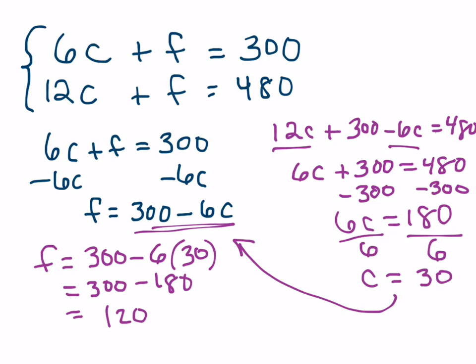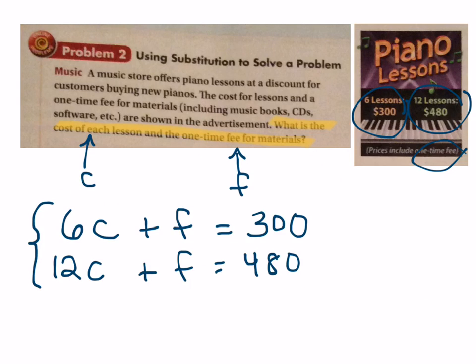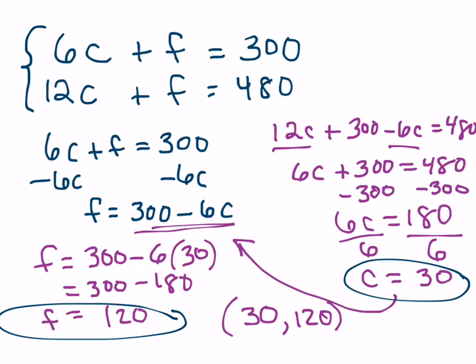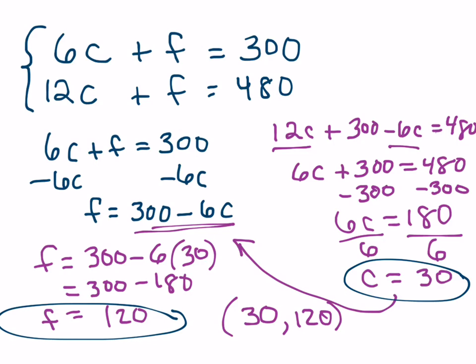All right, now you can kind of choose. For this one, to write an ordered pair, usually we go alphabetical order. So if you write an ordered pair, you'd put C first and then F, right? Or in this case, it may just be easier to box in your answers and leave them as C equals and F equals. All right, so if we wanted to go back and answer the question, what is the cost of each lesson? That's the C, that's $30. And then what is the one-time fee? That's the F, and that's $120.